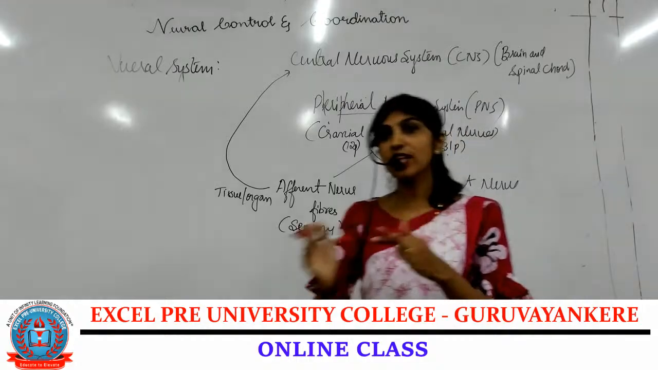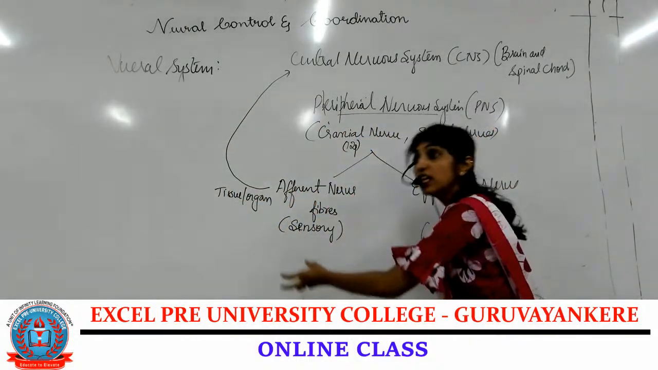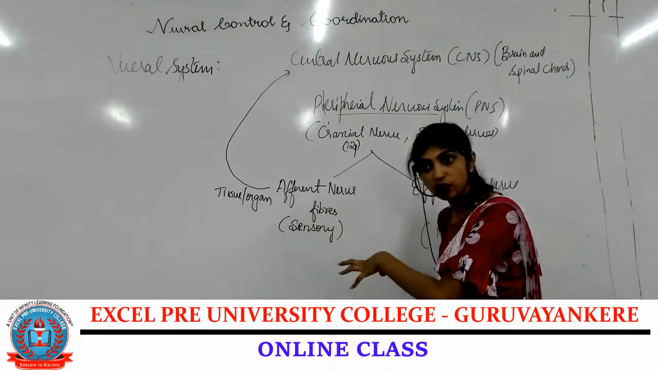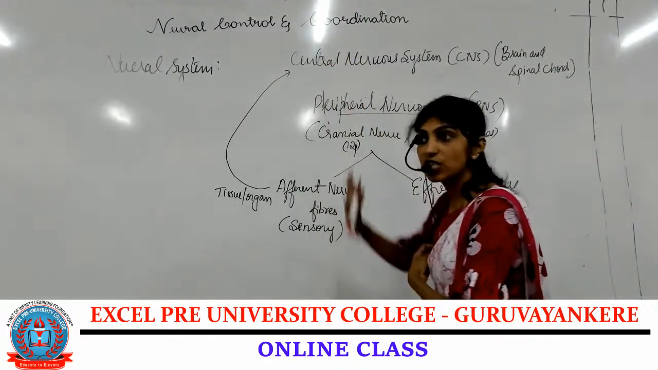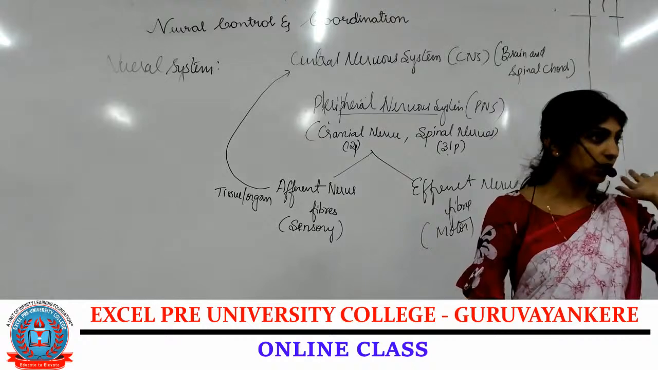Okay, now tell me, what is the function of afferent or sensory nerves? They carry the information from the cells and tissues, or from different parts of the body, to the central nervous system. They help to carry the information to the brain, in simple terms.